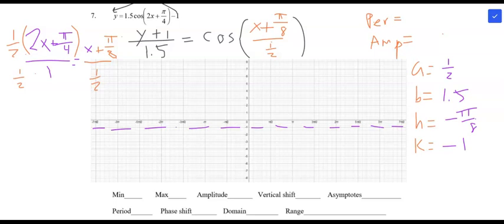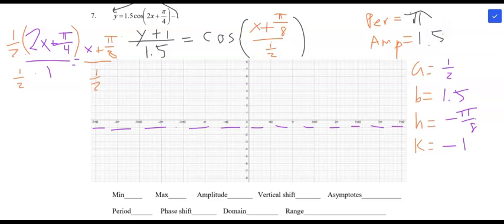Okay, so period. Period. We're taking half of 2 pi. So that's going to be 1 pi. The amplitude is what? 1.5.